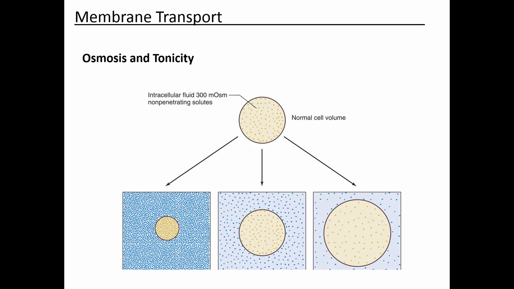Right. Okay, and then an isotonic solution, that's going to be any solution that causes no net movement of water, and then there's going to be no change in the cell. So an isotonic solution is any solution that causes no net movement of water.